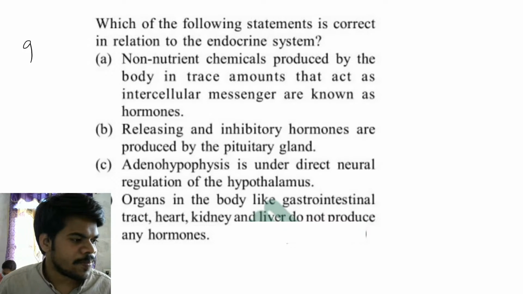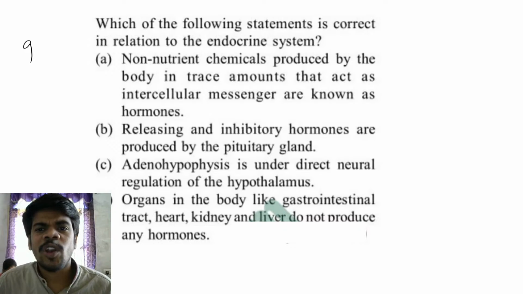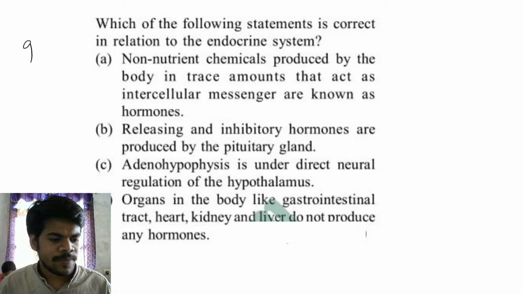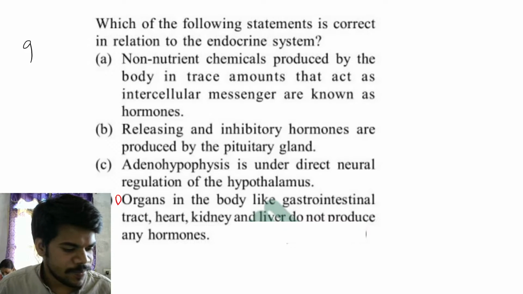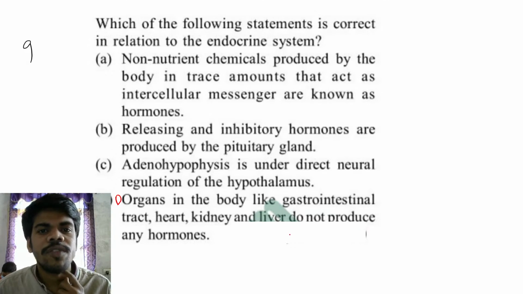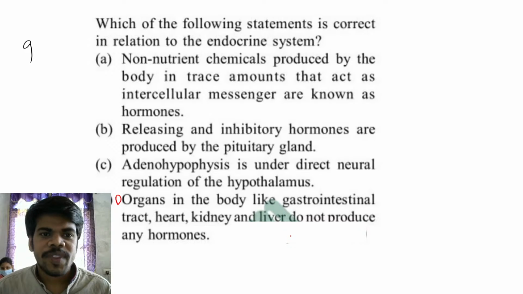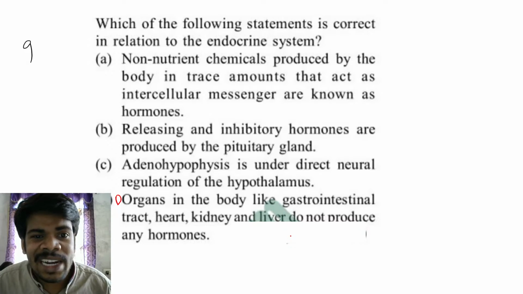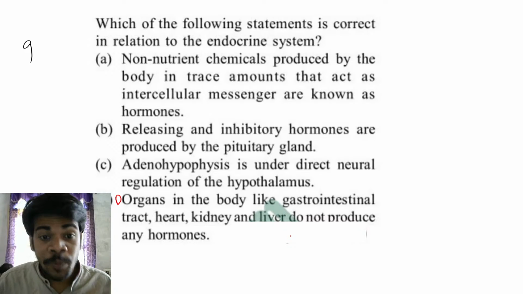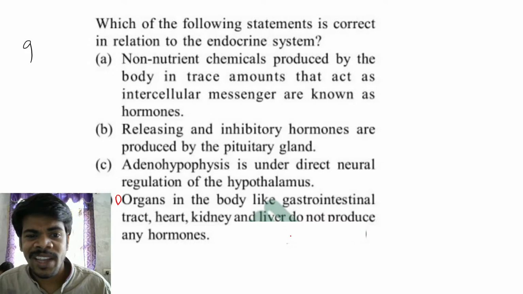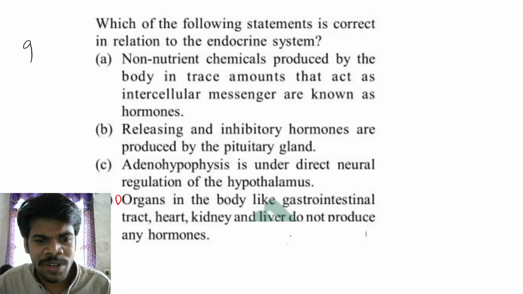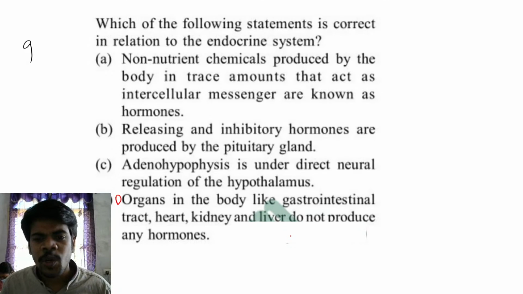Try to give the right answer for the ninth question. Which of the following statements is correct in relation to the endocrine system? It is D. First one, non-nutrient chemicals produced by the body in trace amounts that act as intercellular messengers are known as hormones. The second option: releasing and inhibitory hormones are produced by the pituitary gland. Third option: adenohypophysis is under direct neural regulation of the hypothalamus. Organs in the body like gastrointestinal tract, heart, kidney, liver do not produce any hormones.